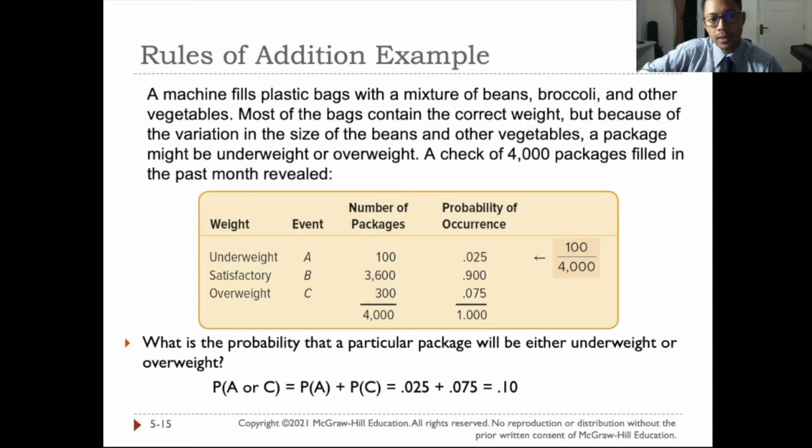So in this particular case, we want to know what's the probability that a particular package will be either underweight or overweight. Well, basically this is just going to be the probability of event A or event C. So it's going to be the probability of A plus the probability of C, which is 0.025 plus 0.075, which is equal to 0.10. Okay, so the probability that a particular package will be either underweight or overweight is going to be 0.10.